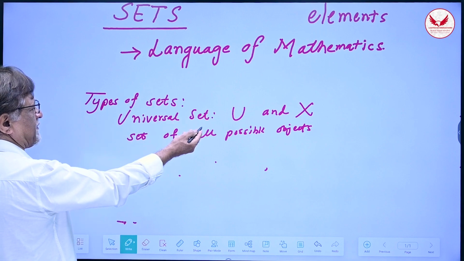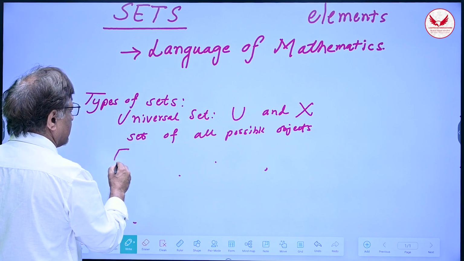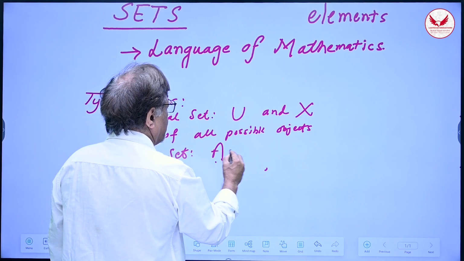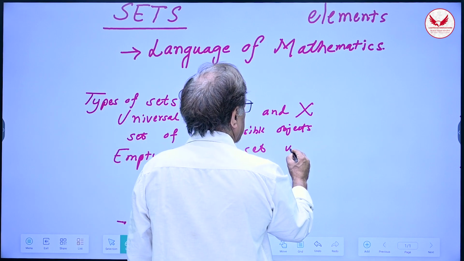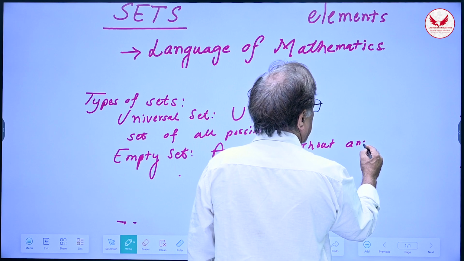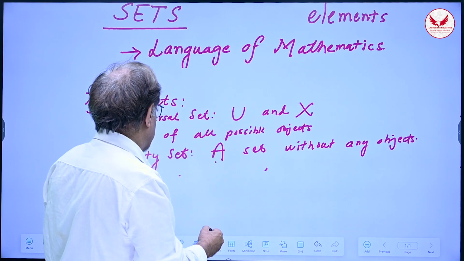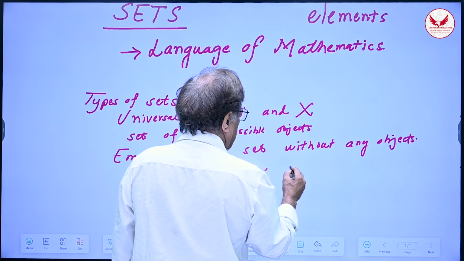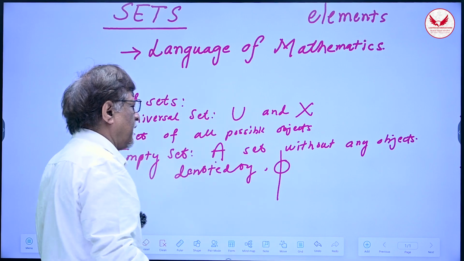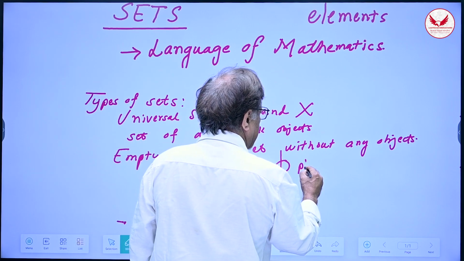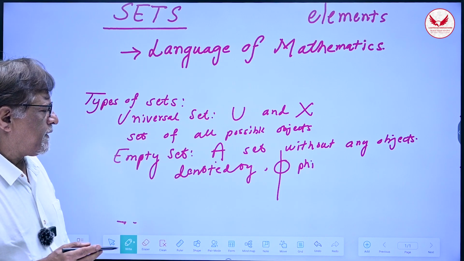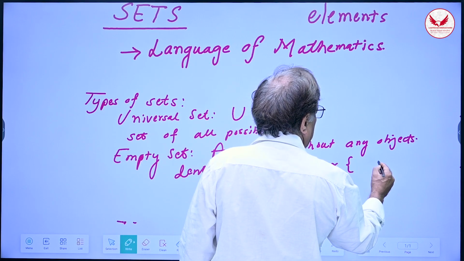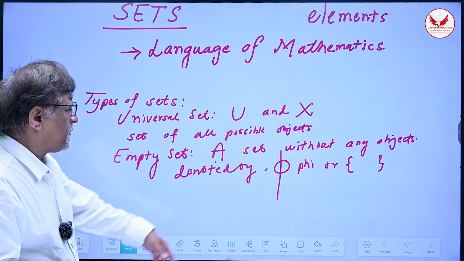Okay. Exactly opposite of universal set is empty set. Empty set: a set without any object. It's called empty set, denoted by this symbol, and it is pronounced as phi. It's a Greek character, the Greek equivalent of F, right? Phi. Or we may just write a bracket which is empty, right? So most of the times we'll be using this.